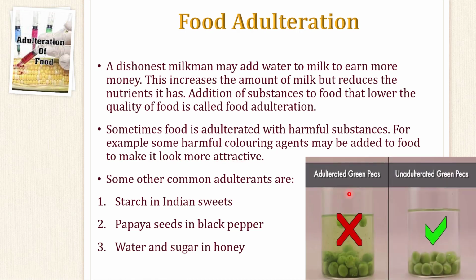For example, we can see in this image, these peas are adulterated, and when we put them in water, they leave their color, but the natural ones don't leave their color. Some other common adulterations are starch in Indian sweets, papaya seeds in black pepper, and water and sugar in honey.